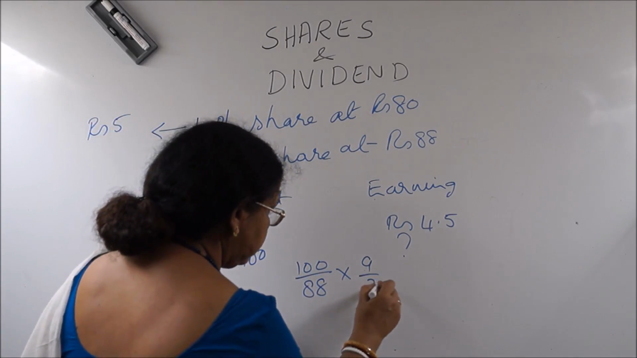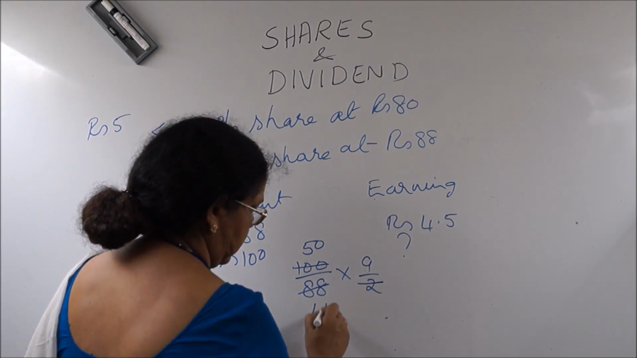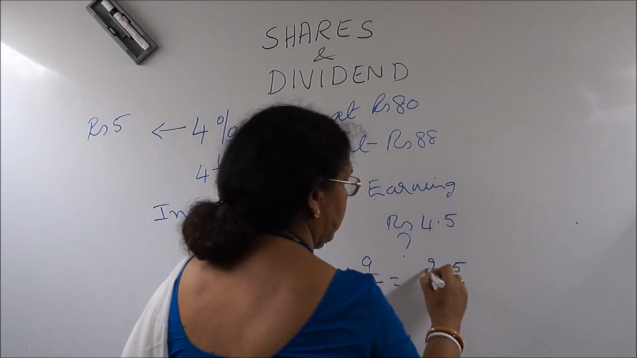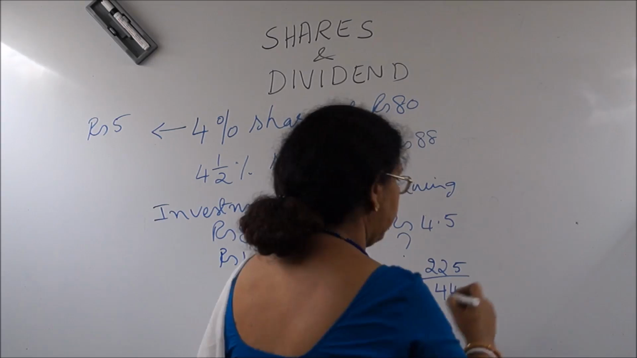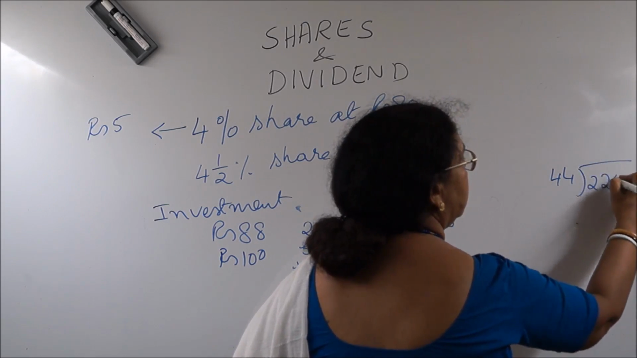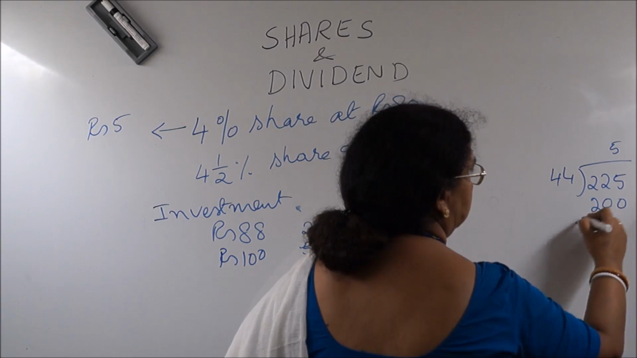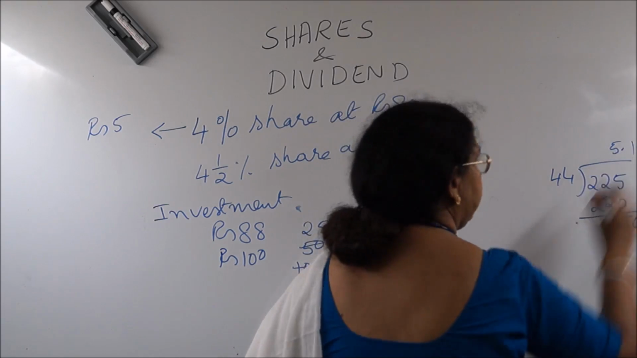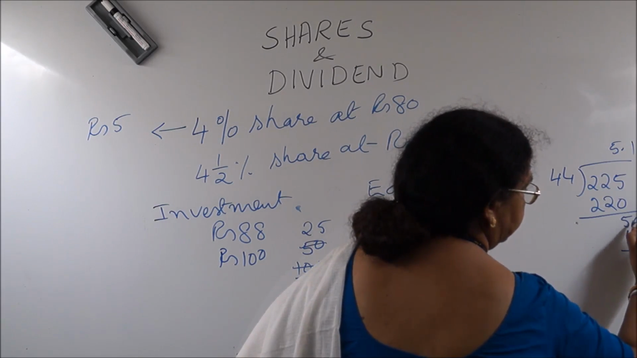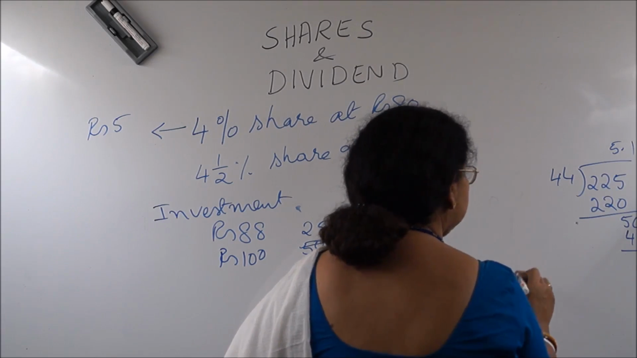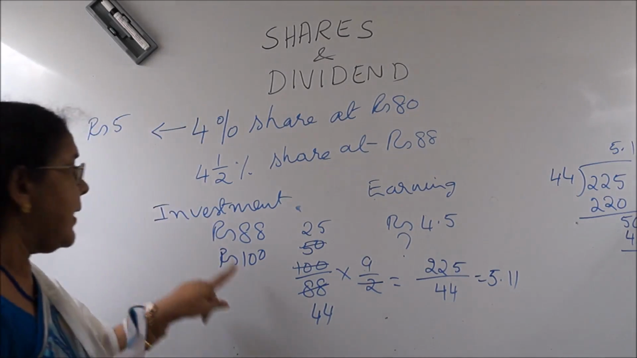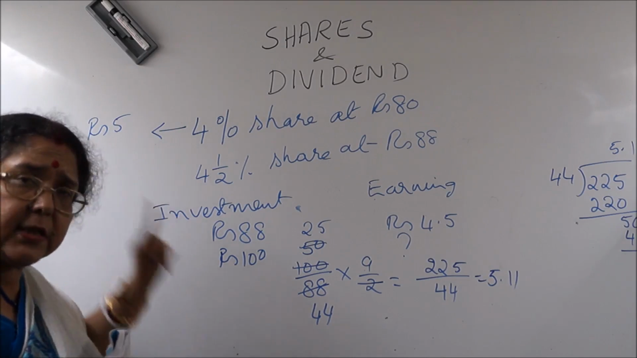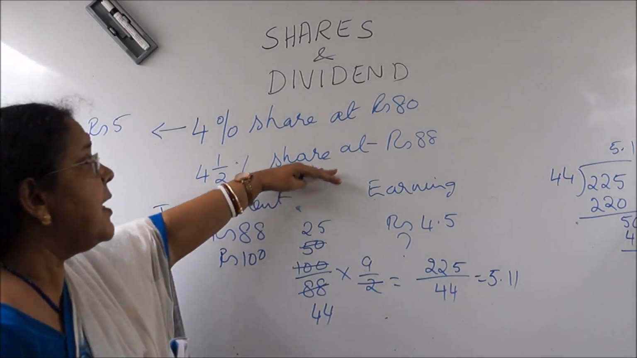So this is 9 5s are 45, 9 2s are 18 plus 4, 22 upon 44. So now if you divide, it will be approximately equal to 5.1, so approximately 5.11. So the earning against 100 rupees in the second company is 5.11, whereas the earning in the first company by investing rupees 100 is rupees 5. So which is greater? The second company's earning is greater. So that is why investing in the second company is profitable.